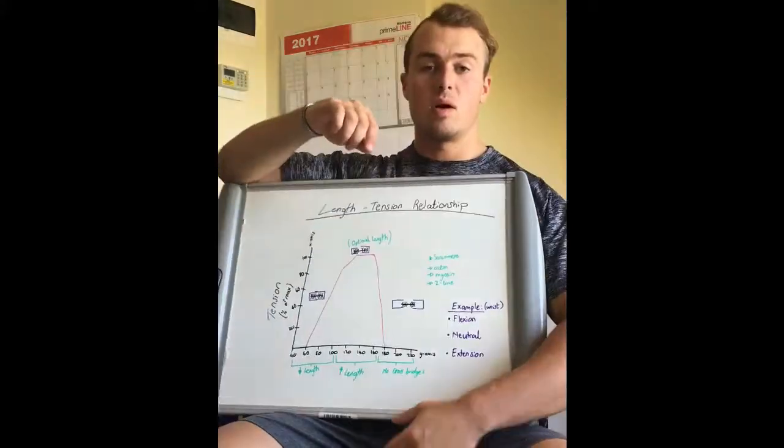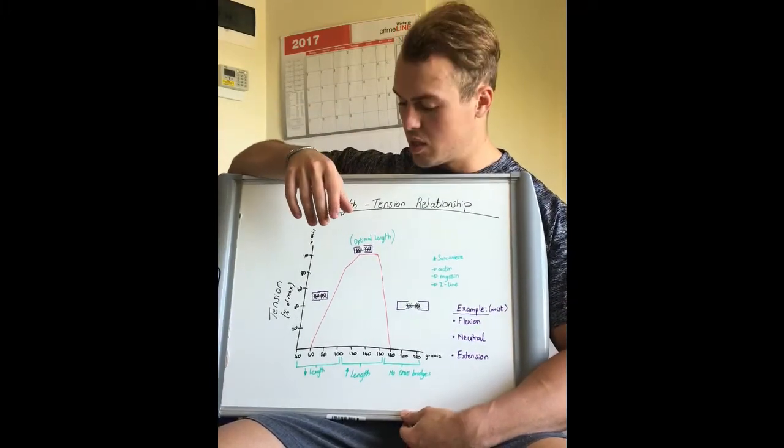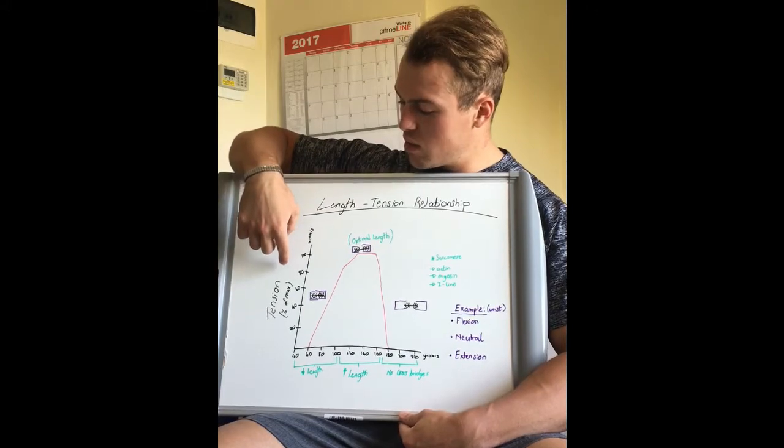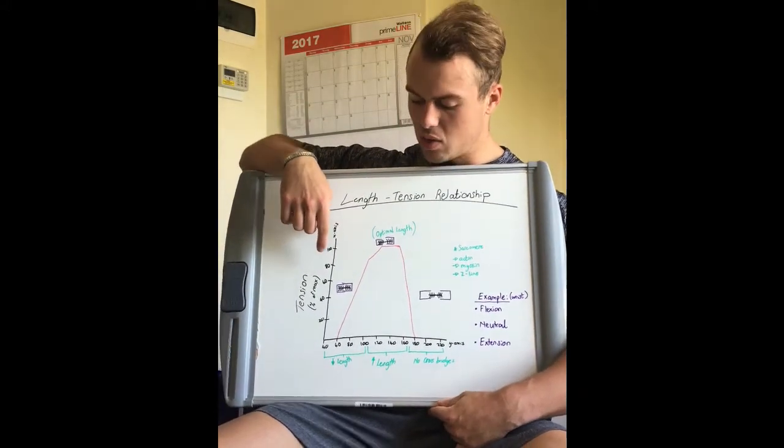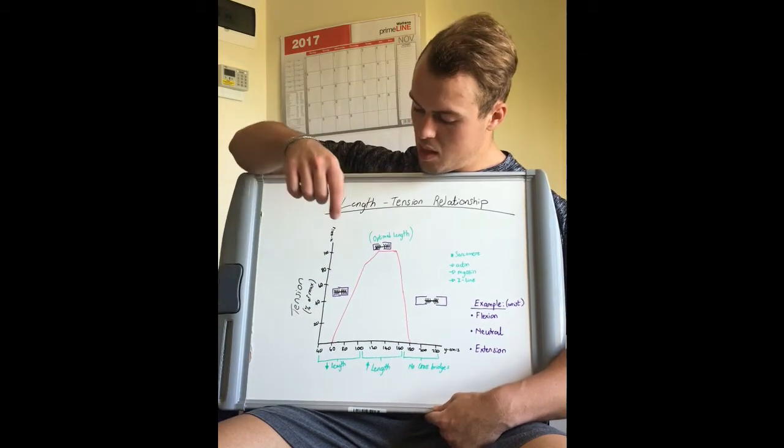So the length-tension relationship is a relationship between the length of your sarcomere, which is the basic functional unit of a muscle. So the sarcomere basically is what allows the muscle to contract and relax. So I drew out a bit of a graph over here and I'll explain it for you. I'm just going to show you a graph to explain the length-tension relationship. As you can see on the x-axis over here we've got tension, and on the y-axis we've got percentage of length of the sarcomere.